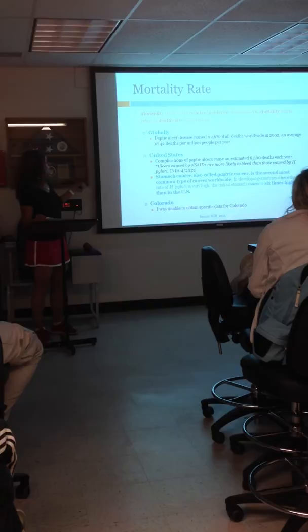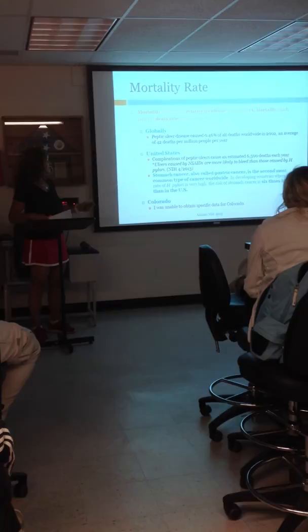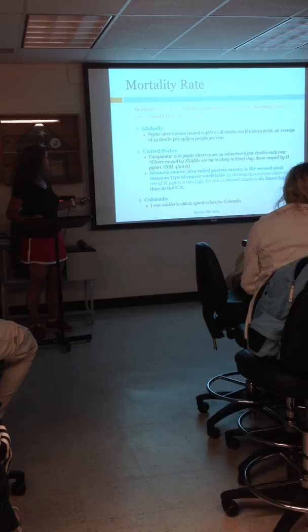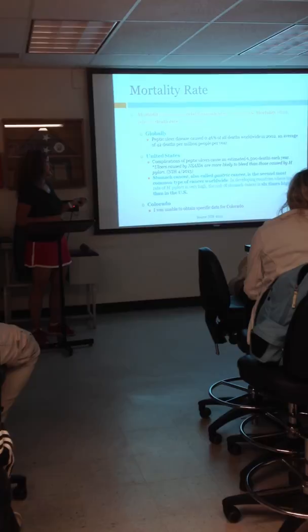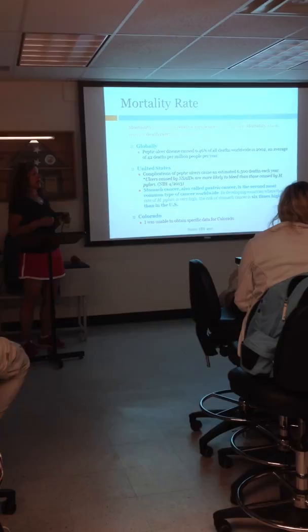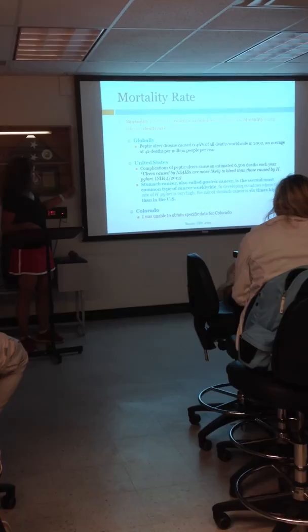Mortality, same thing: 42 deaths per million per year. In the United States, complications of peptic ulcers cause an estimated 6,500 deaths each year. But most of them are from the NSAIDs, because of the bleeding out, rather than the H. pylori. So H. pylori could actually be our friend. Scientists are thinking right now that it could be part of our natural biota and really important in maintaining homeostasis.